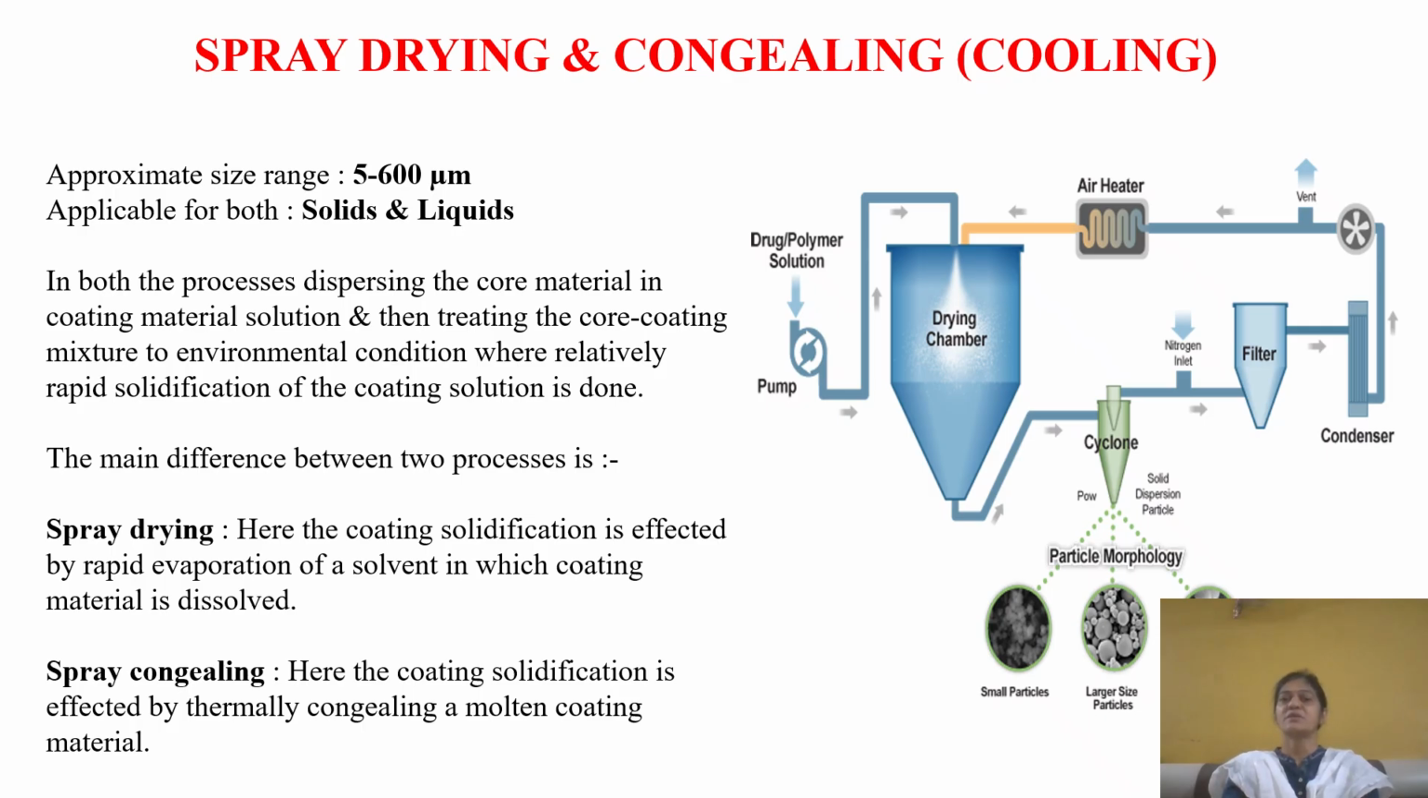So in this process, if we see the diagrammatic presentation, regarding the construction, initially the drug polymer solution is pumped and enters the drying chamber. After that, it has the air heater, then a cyclone separator for separation of the particles according to particle size. After that, it has a filter, then a condenser attached. So this spray drying technique can be applicable for both solid as well as liquid, and it has a wide application in the pharmaceutical industry.